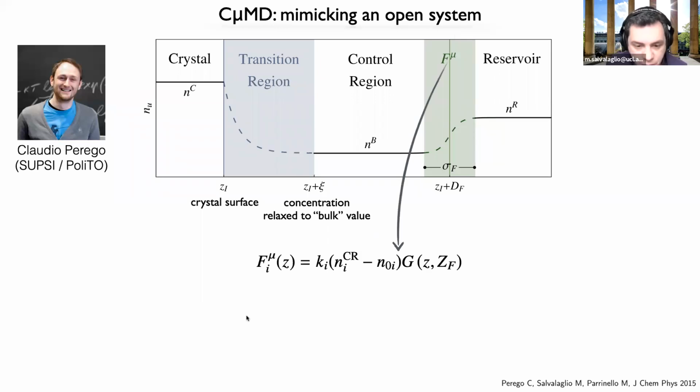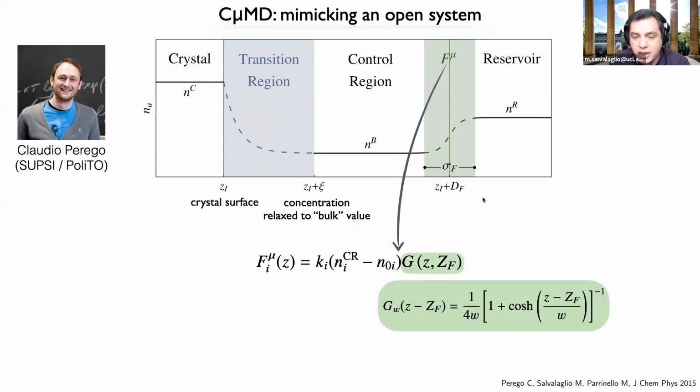Now, these F mu forces are harmonic forces in which we have a force constant K that multiplies the difference between the instantaneous value of the concentration in the controlled region, which is indicated by N_i^CR, and a reference value, which is called N_i^0, the target value that we want to maintain constant in this control region. And this harmonic force is multiplied by a function G that is a function of this coordinate Z. So it's a function that localizes the application of these forces to atoms that fall within this green shaded area.